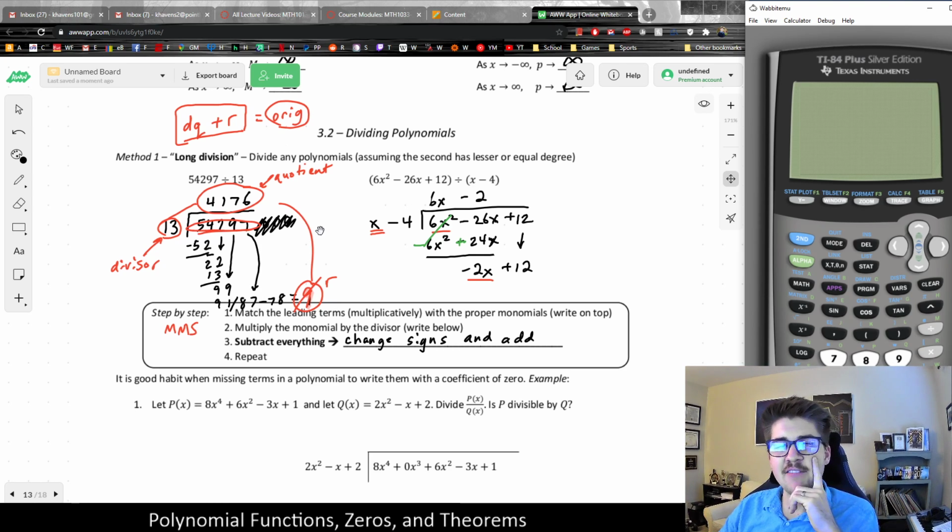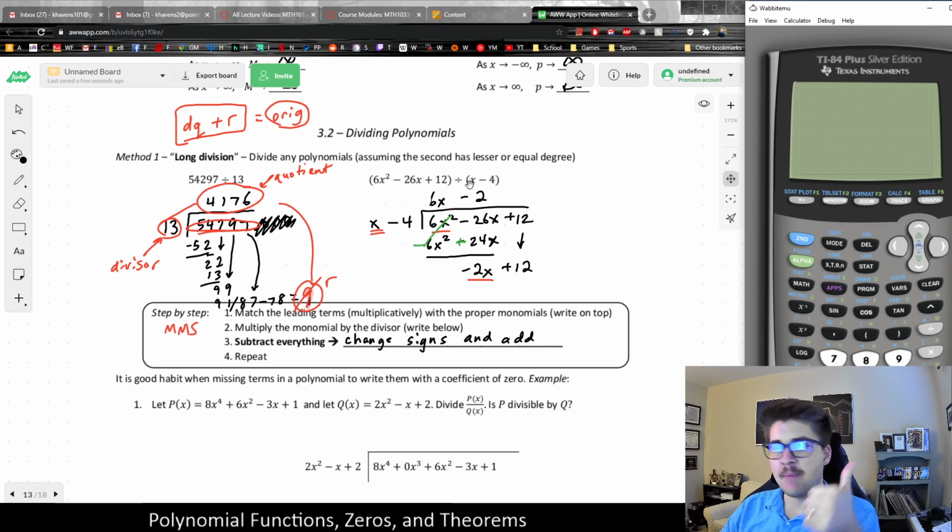Another way you could think of that, if that's kind of hard for you to figure out, is if you just take the first coefficient and divide by it. 6x squared divided by x is 6x. Negative 2x divided by x is negative 2. We're kind of breaking those divisions down into singular, easier problems to figure out.